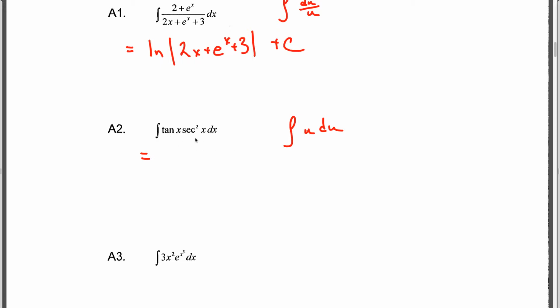So u du, this is our u, so we get tan squared of x over 2 plus c, simply by integrating this.